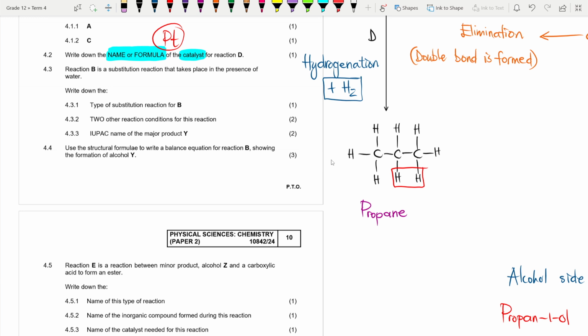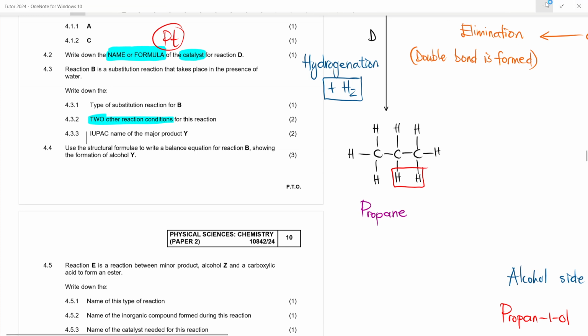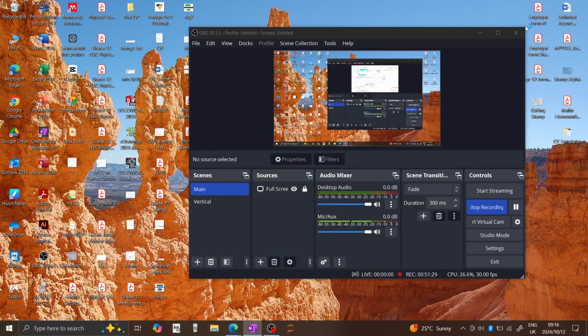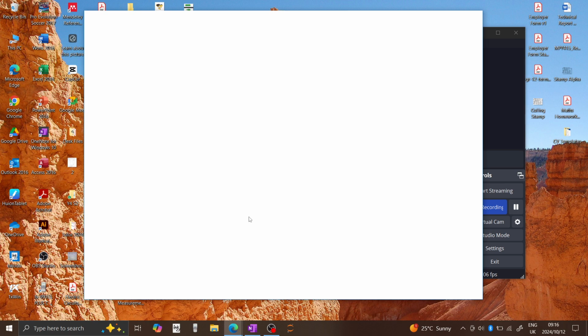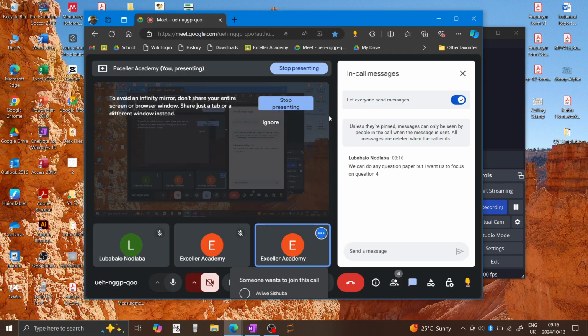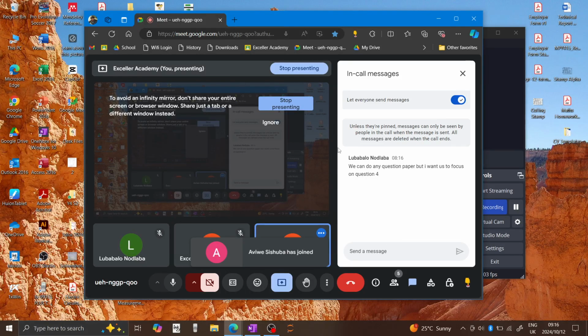4.3.2, write two other reaction conditions. You see, here is reaction conditions again. Wait, I think someone is trying to join. I don't know. I didn't think I have a lesson now. Let me see. Oh, no. So it's fine.